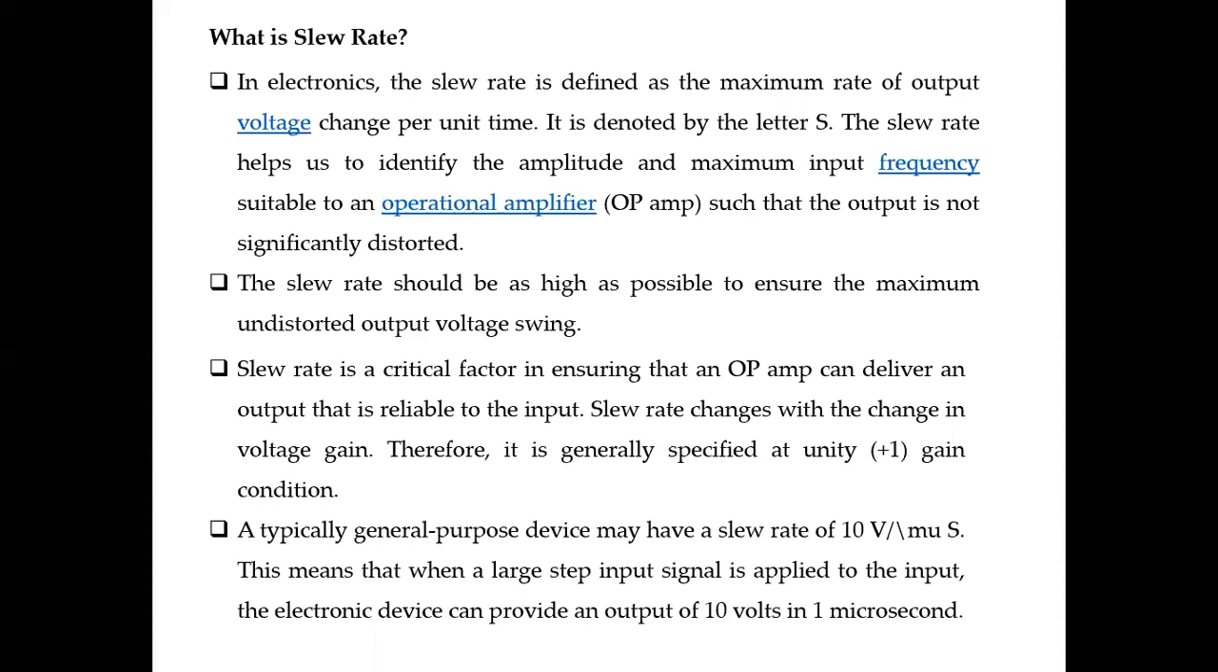It is defined as the change of output voltage with respect to time. In electronics, the slew rate is defined as the maximum rate of output voltage change per unit time. It is denoted by S. It should be as high as possible, to ensure the maximum undisturbed output voltage swing. The slew rate is a critical factor in ensuring that the op-amp can deliver an output that is reliable to the input. Slew rate changes with the change in the voltage gain.